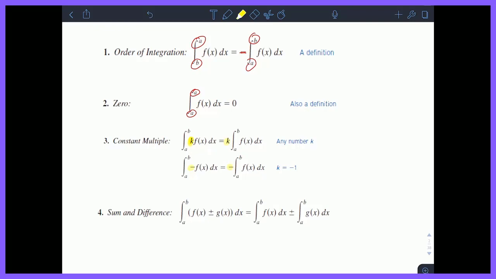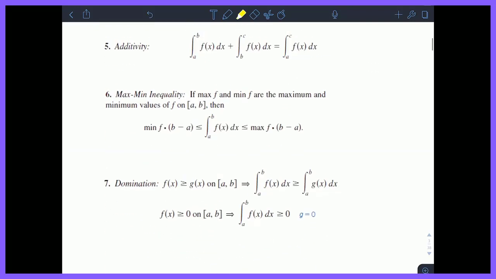Number four, just like in derivative world, you can add and subtract integrals, whether you integrate first or add and subtract first and then integrate second. So basically what it says is if you're integrating the two functions f of x plus g of x or f of x minus g of x, it's the same thing as integrating f first and then adding or subtracting the integral of g. So you can do it in either order.